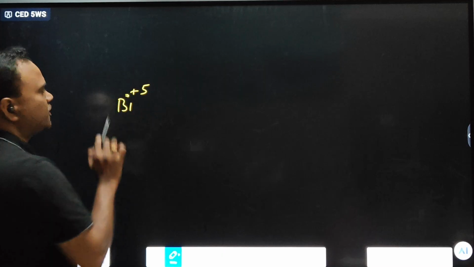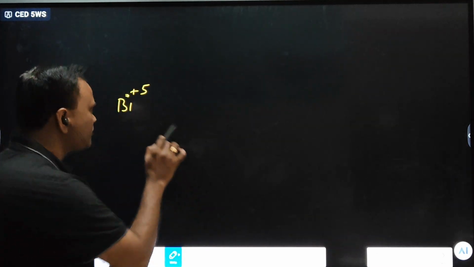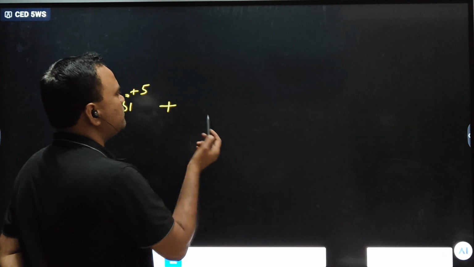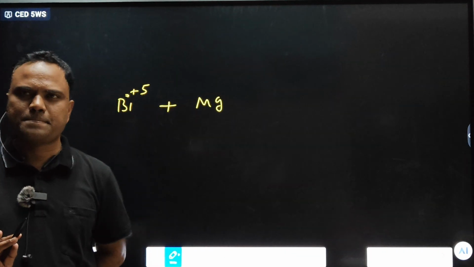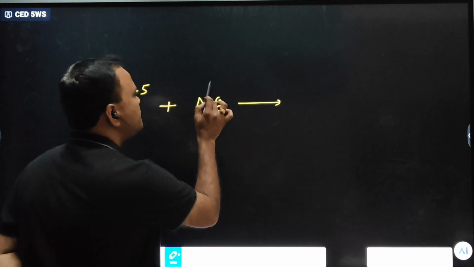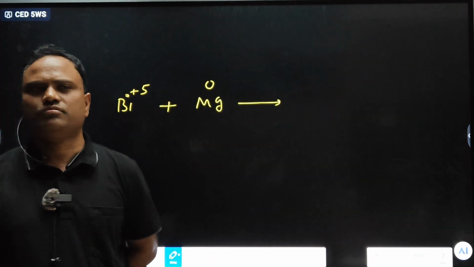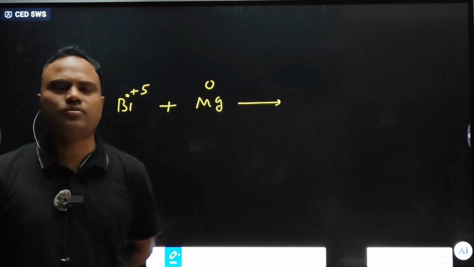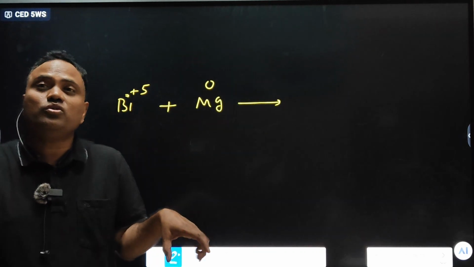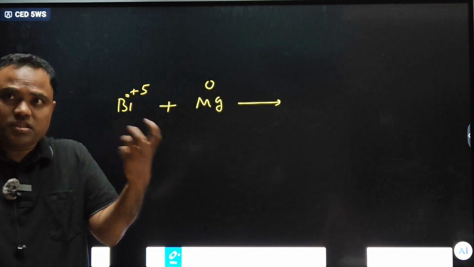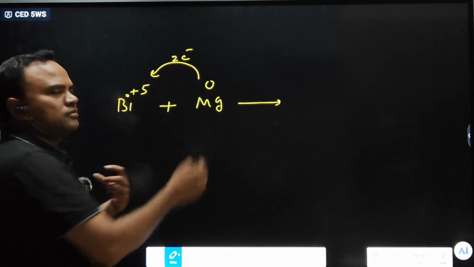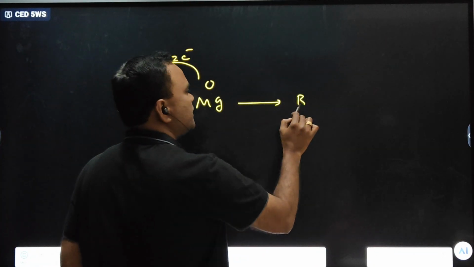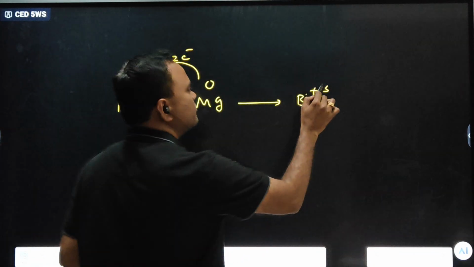See this. Bi plus 5 is unstable, right? Now A is one arbitrary element. For example, let us take magnesium. What is the magnesium oxidation state here? 0. Neutral element, so 0. What will Bi plus 5 do? It removes or steals electrons from magnesium. How many electrons? 2. Why? Because if it gets 2 electrons, it will convert to stable Bi plus 3.